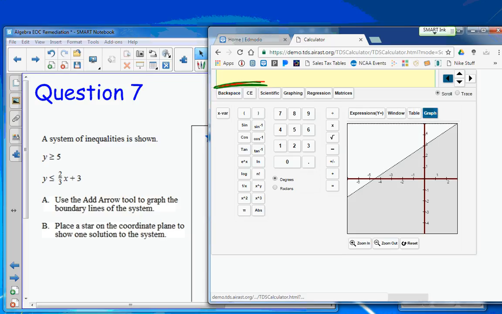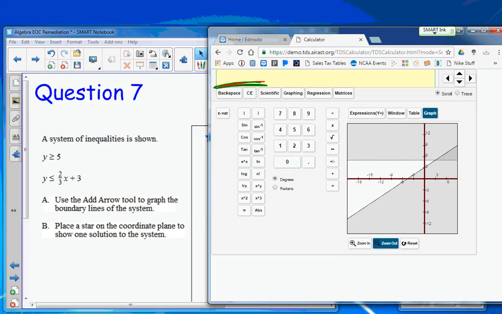Now, we can't see it all, so we have to probably zoom out a little bit. So click the zoom out. It's going to zoom out for you and give you the answer. Now, you have to understand what the question is asking. Use the add arrow tool to graph the boundary lines of the system. So we have the answer on our calculator. We just have to transfer that onto our graph.